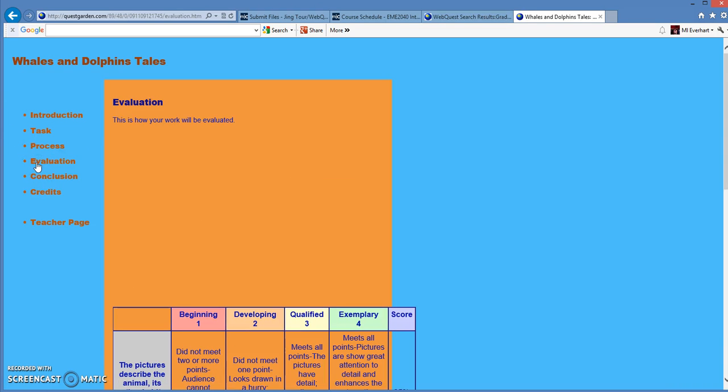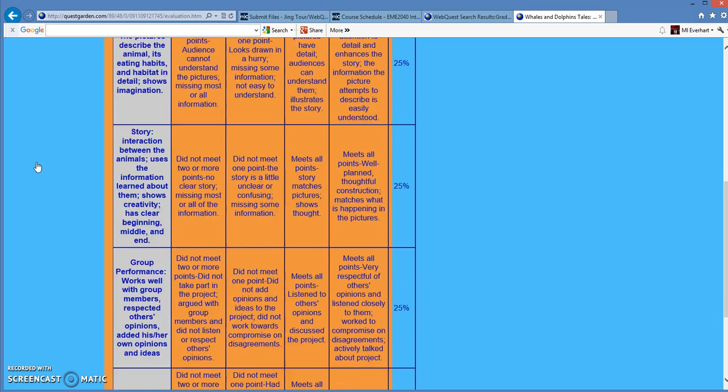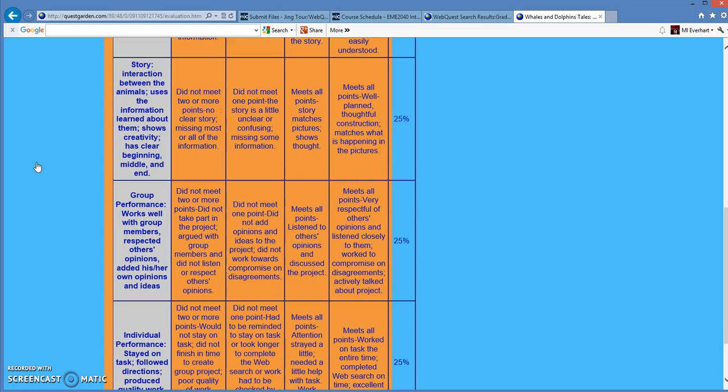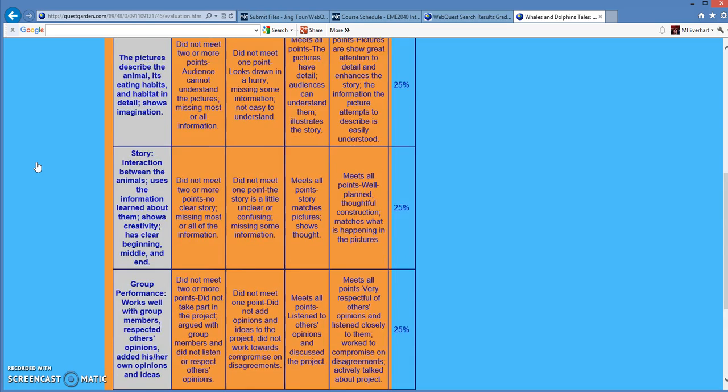You will be evaluated according to the skill below. And the beginning, developing, qualified, exemplary will all add up to give you your score. For each section, the pictures are worth 25%, the story another 25%, how well you work with your group is another 25%, and finally, the individual performance. Make sure you stay on task. Be focused, follow directions, and produce quality work.